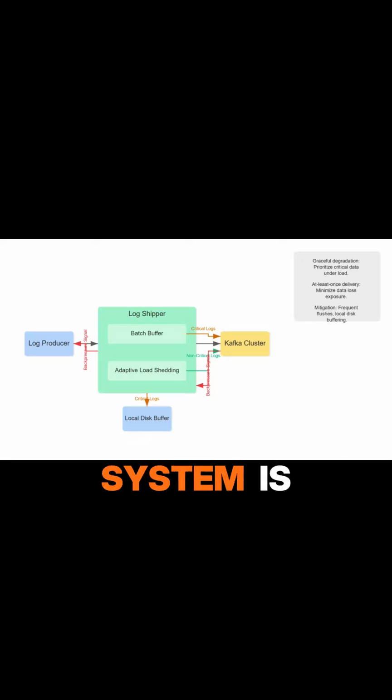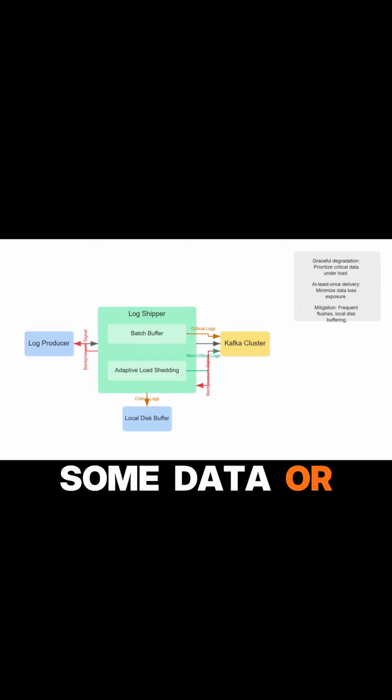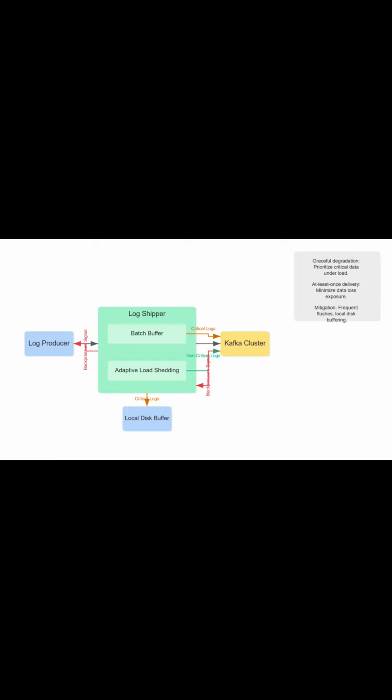What happens when your system is under extreme load? You need a strategy for graceful degradation. This means deciding what to prioritize, maintaining low latency by dropping some data, or ensuring durability by accepting higher latency.